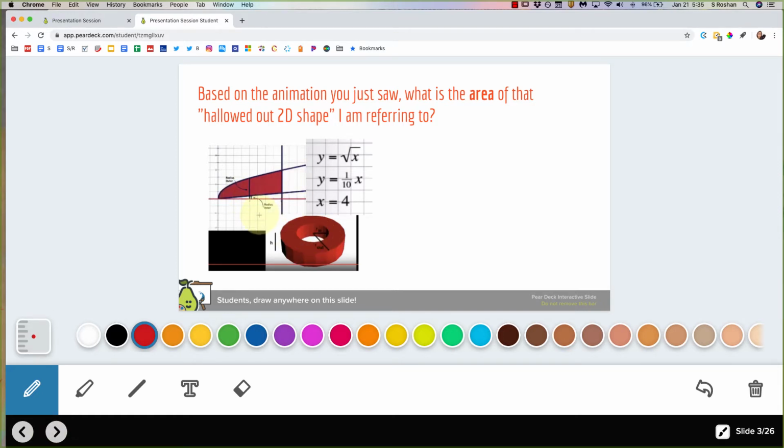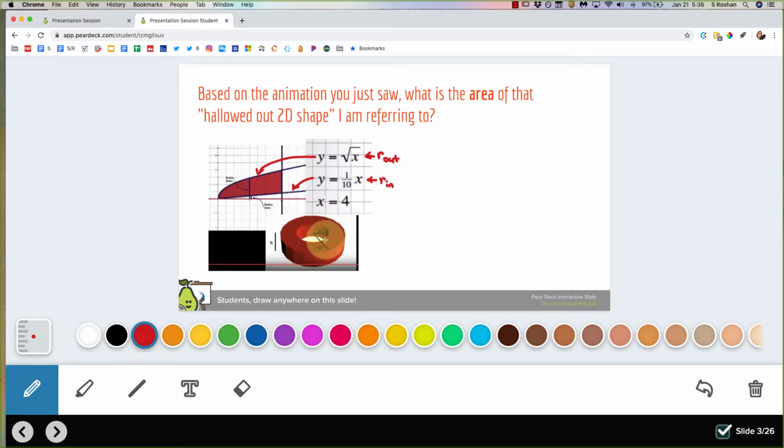Here are all the equations that we have. We can see that our radius outer is this longer one, and this curve right here is obviously the y equals root x, and then this line right here is obviously the y equals 1/10 x, and then the x equals 4 is just our bound, so it's not really anything involving our radius outer or our radius inner. So I'll just write it right here. This is our radius outer, and this right here is our radius inner.